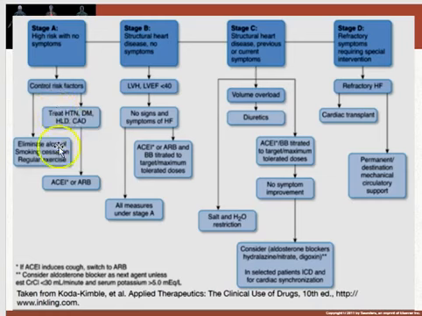And as you can see, we start with ACE inhibitors and ARBs, then we add on beta blockers, then we start to add on diuretics, and then the aldosterone antagonists and hydralazine and some of these other drugs. That's the general approach: if you know what stage or class of heart failure your patient is in, you can easily make a short list of the drugs that you would expect them to be on.